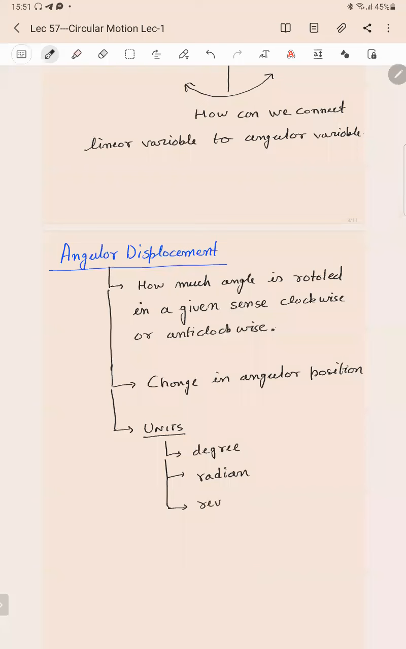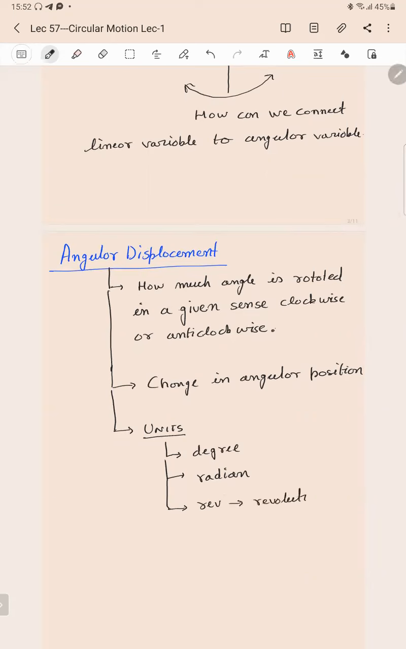We can say one revolution. How much is the displacement? One revolution. Angular displacement is one revolution. That means it has rotated 360 degree from its initial position. So sometimes rev, or we call it revolution, is also used as one of its units.